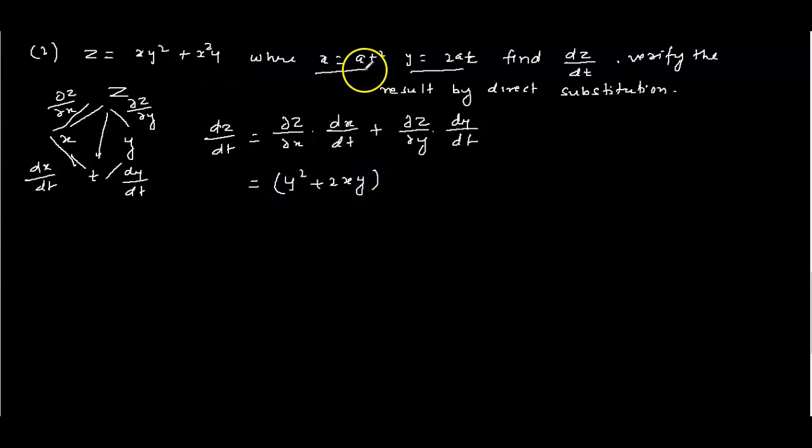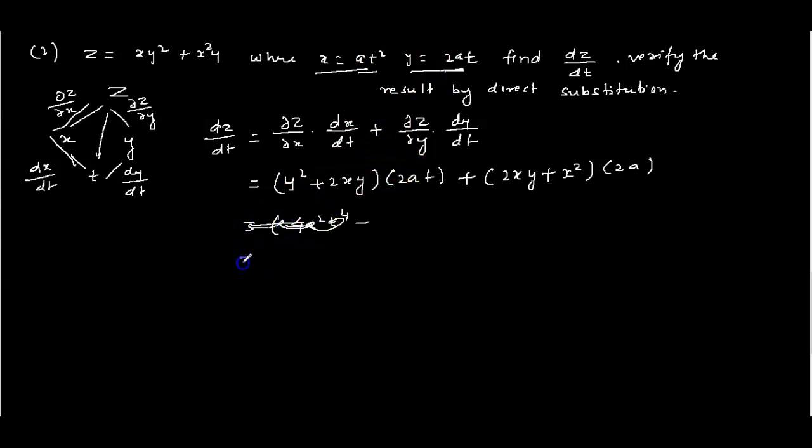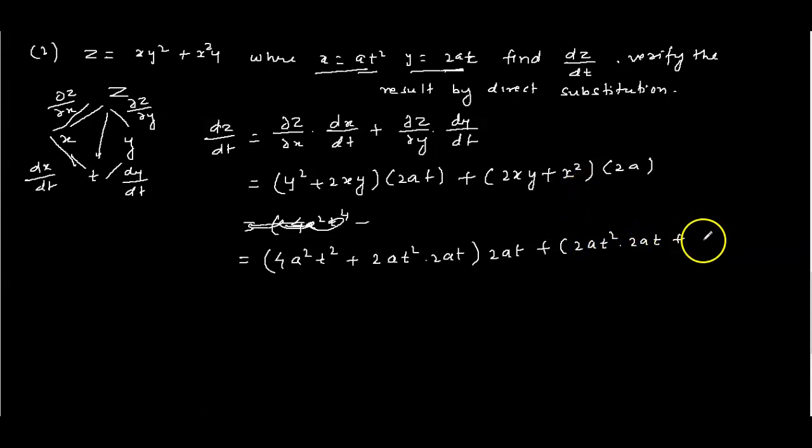Dx by dt, this one with respect to t, will become 2at, plus del z by del y. So this one becomes, x is constant, 2xy plus x square and dy by dt, which becomes 2a. So if you want to put all the values in terms of t, we can write here this y value is 2at. So y square becomes 4a square t square plus 2at square, and y is 2at, this one times this 2at, plus 2 into x is at square and y is 2at, plus x square, which is a square t power of 4, this one times 2a.